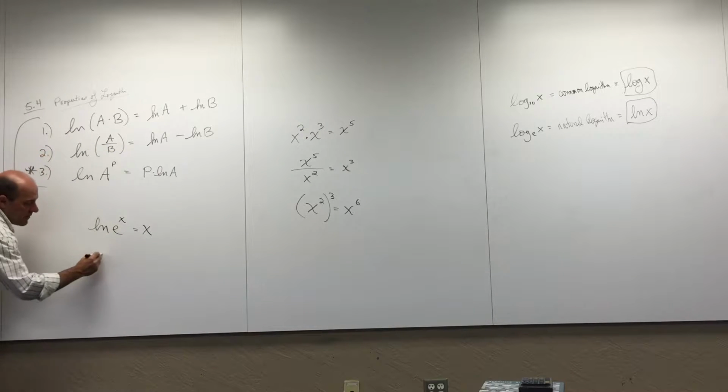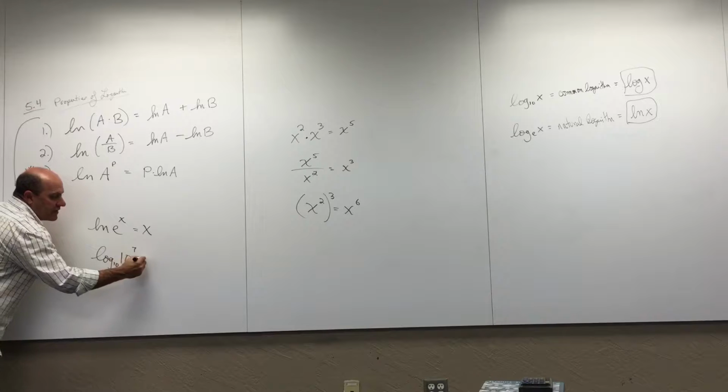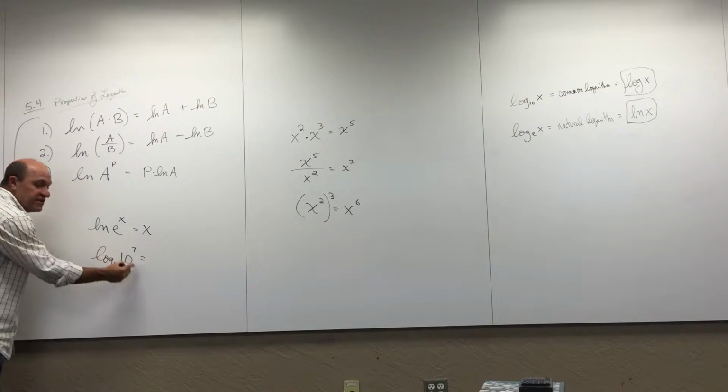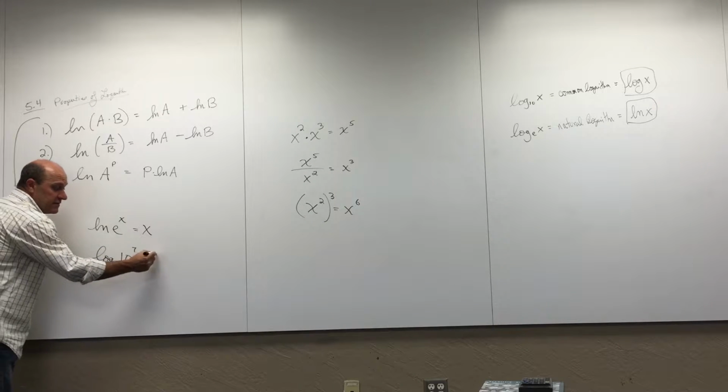So what about the log base 10 of 10 to the 7th? That looks like a complicated thing, but you should understand that the log base 10 is the inverse of the exponential function base 10. And so the log base 10 kills the exponential function base 10. It's like they cancel each other out. They undo each other. What's the answer? 7.